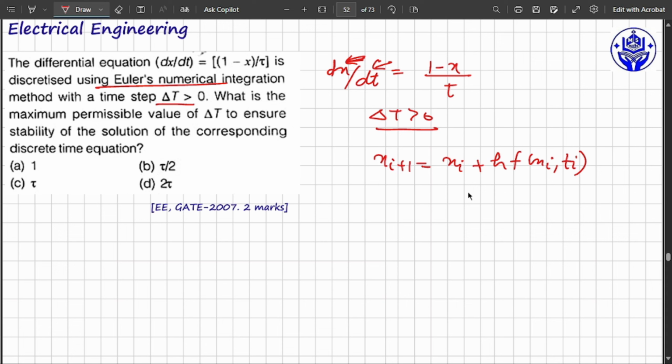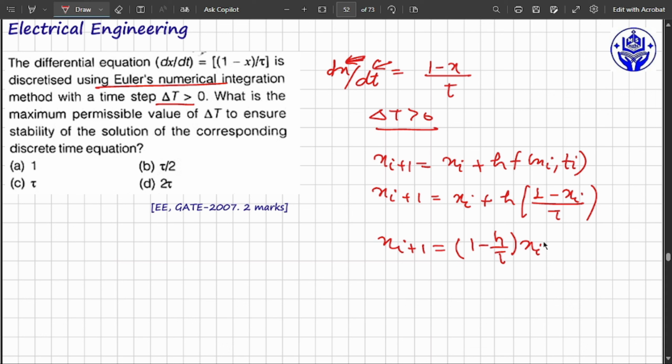Now here we are finding x i plus 1 is equal to x i plus h. The function is 1 minus x i by tau. Then x i plus 1 is equal to 1 minus, we can rearrange it like this, h by tau into x i, plus h upon tau. This is just a form, and we are taking it as this simple form. Now it is my function.